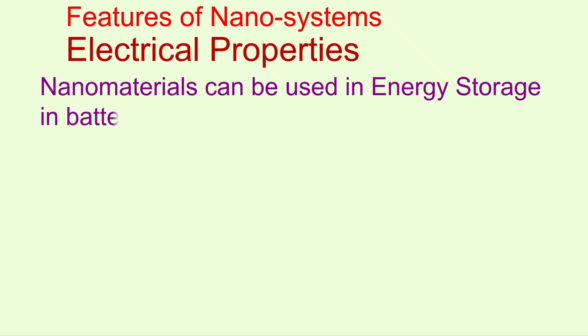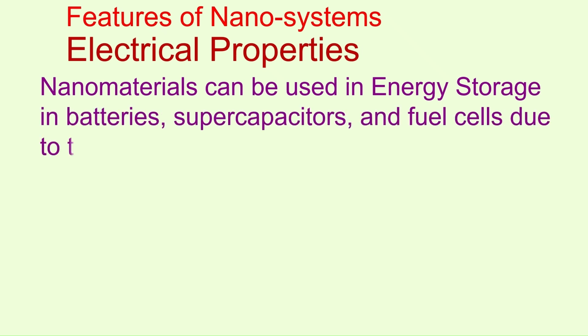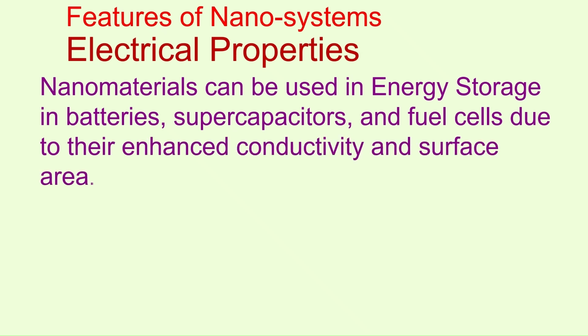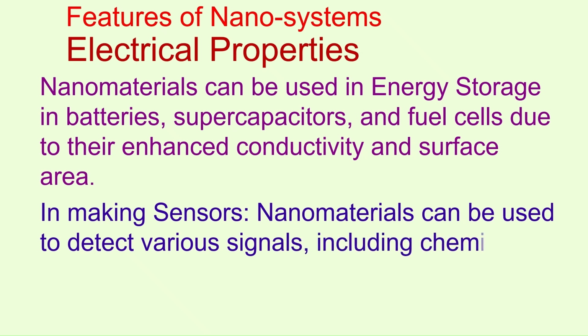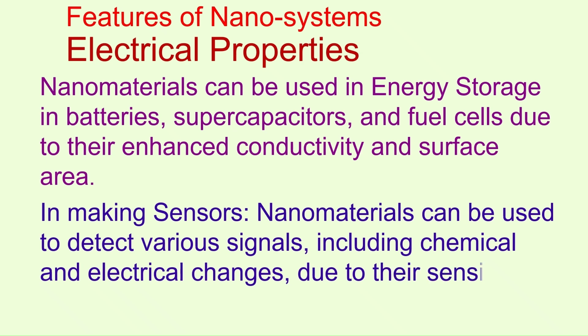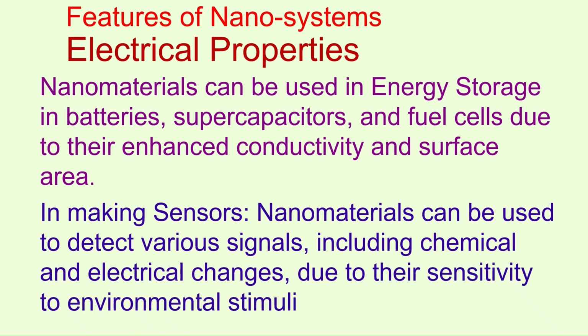Nanomaterials can be used in energy storage in batteries, supercapacitors, and fuel cells due to their enhanced conductivity and surface area. In making sensors, nanomaterials can be used to detect various signals, including chemical and electrical changes, due to their sensitivity to environmental stimuli.